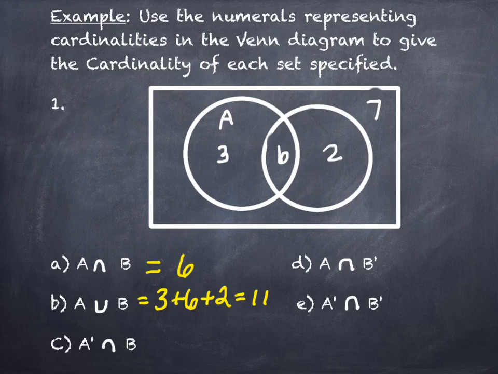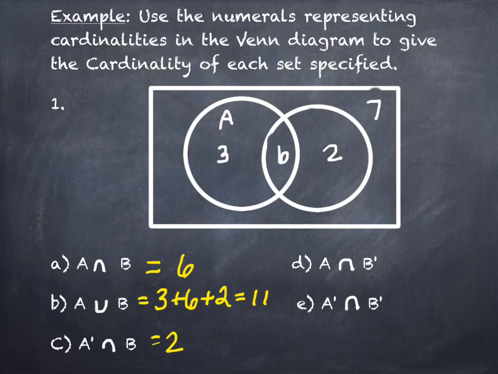This set is A complement. What does A complement mean? Everything that's outside of A. So looking at this picture, what values do you see outside of A? 2 and 7. Okay? And we want to know where that intersects set B. Just the number 2, right? One little piece. So this is the number 2 down here.